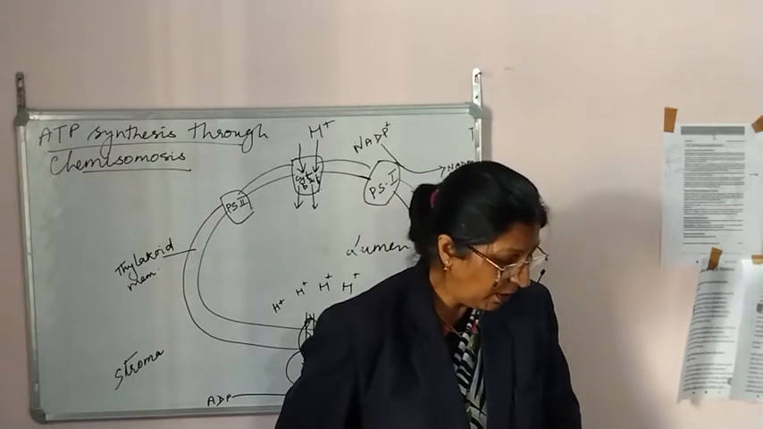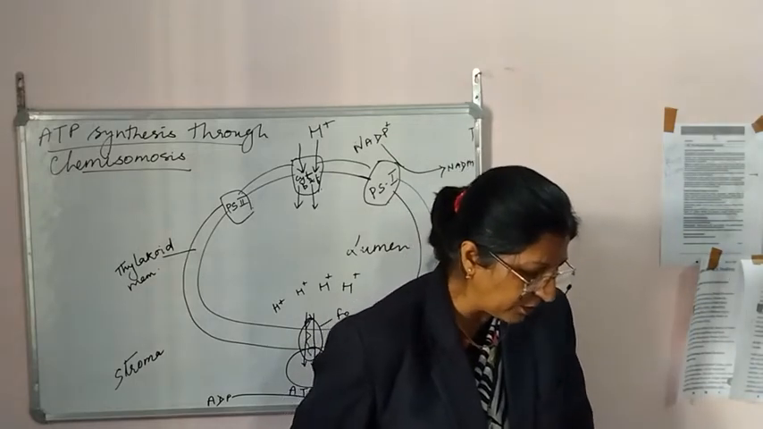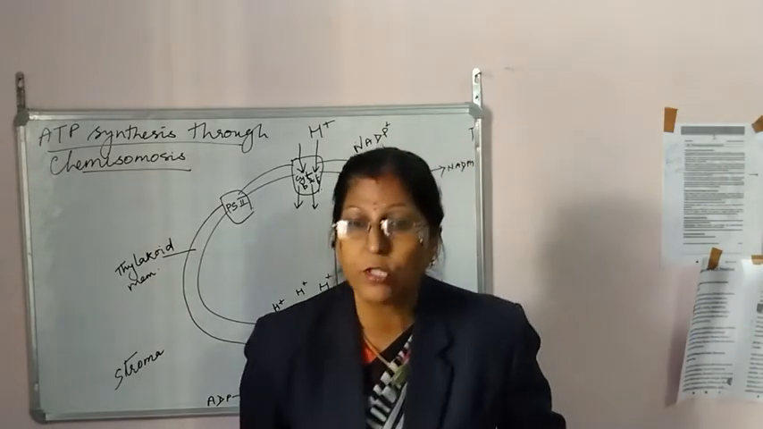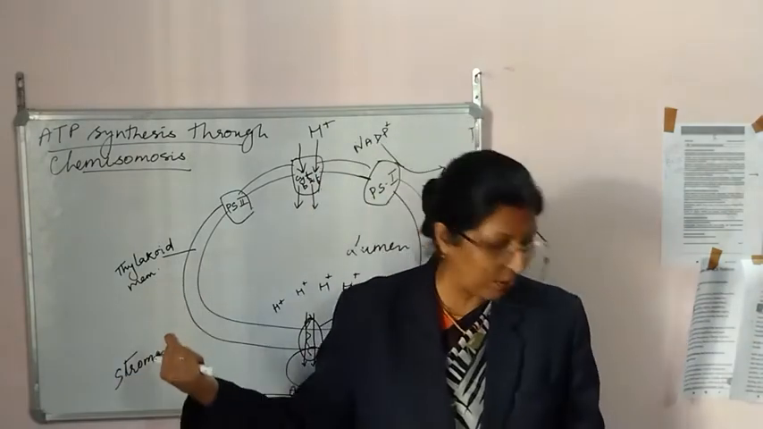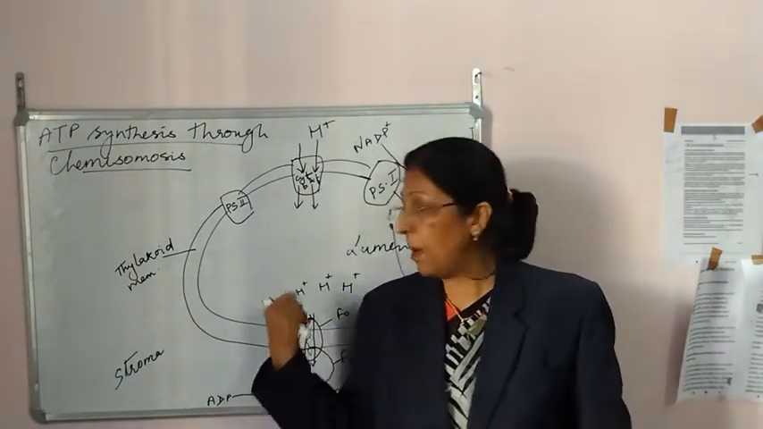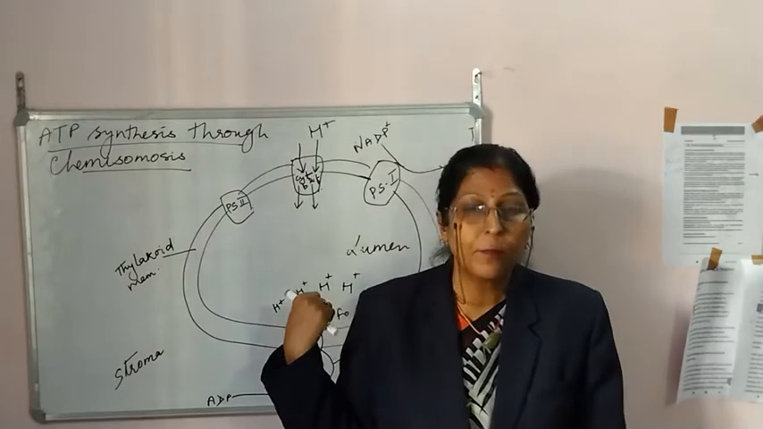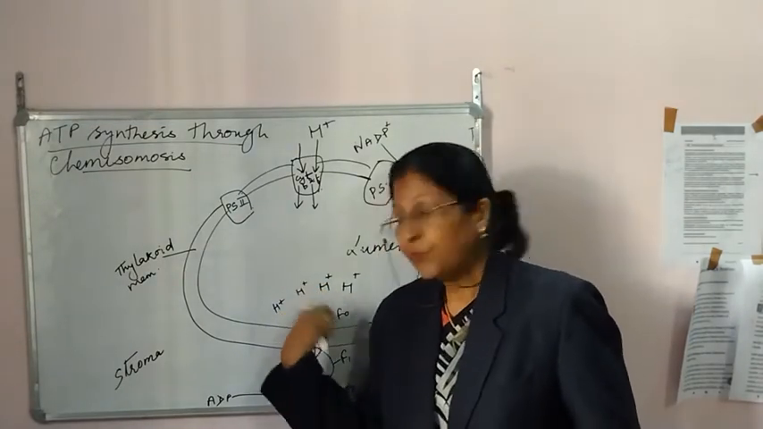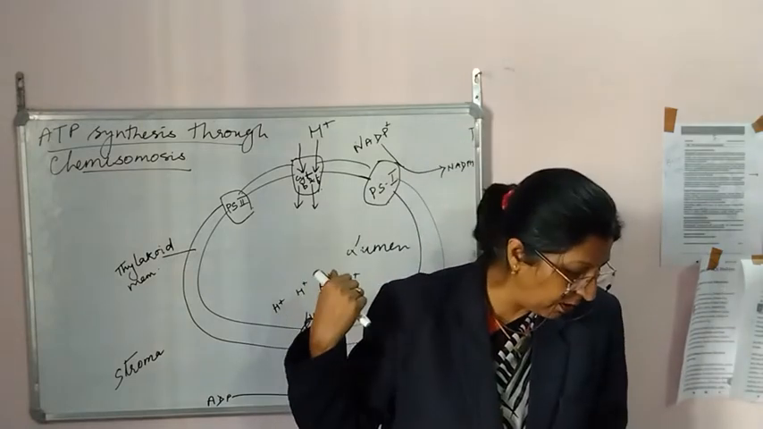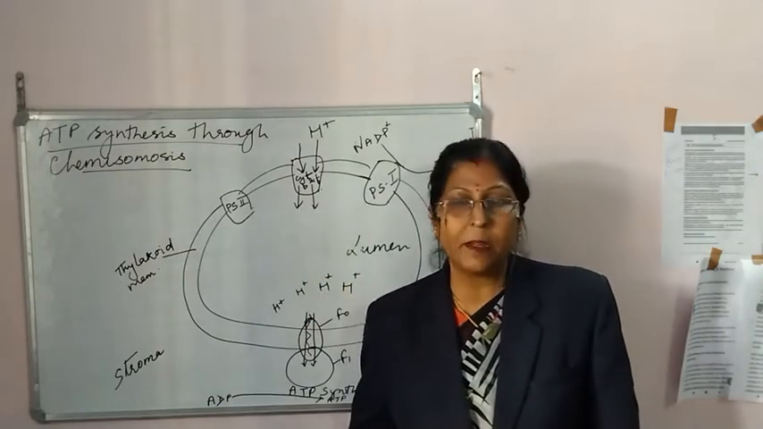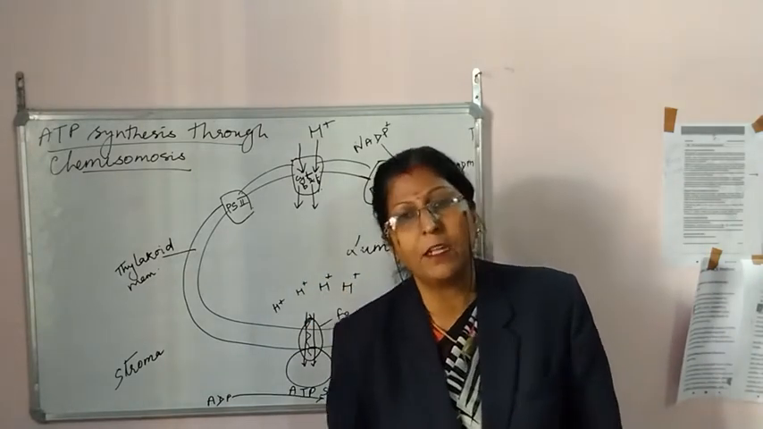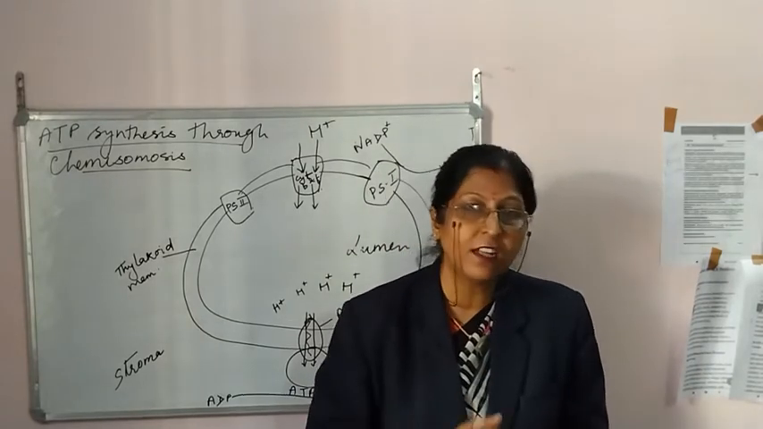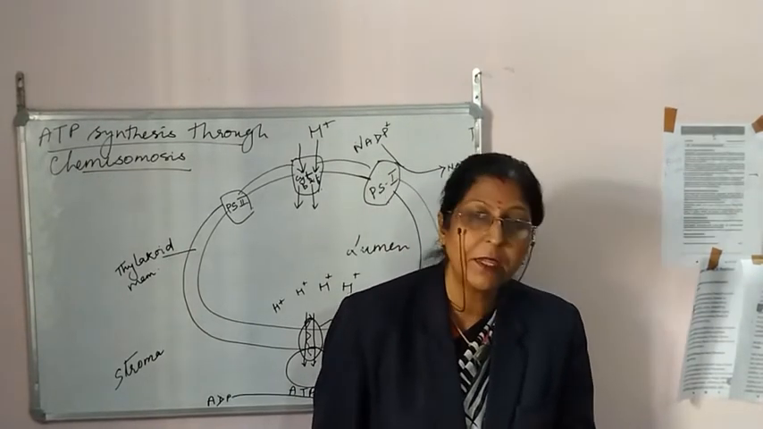So children, the last paragraph: chemiosmosis. What all is important? It requires a membrane, which is the thylakoid membrane, a proton pump, a proton gradient, and the ATPase enzyme. All these are the requirements of chemiosmosis.